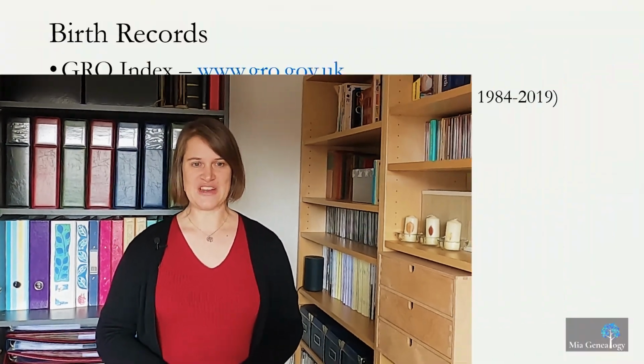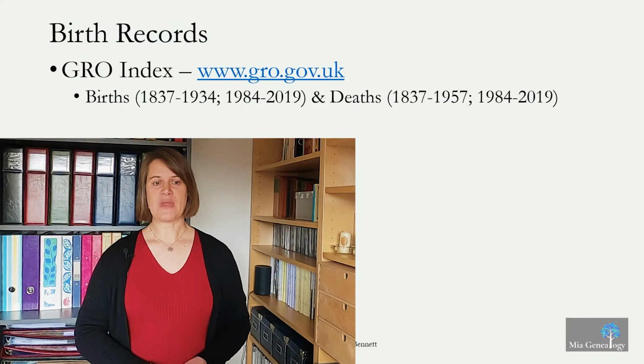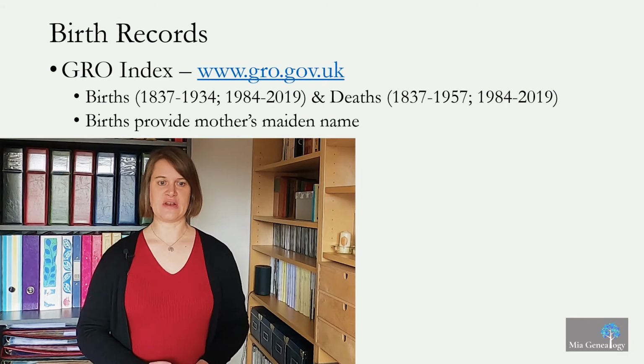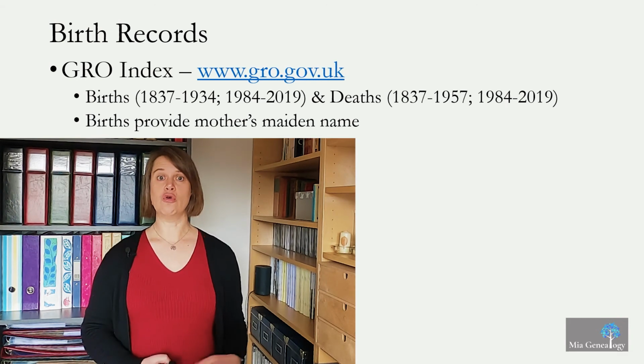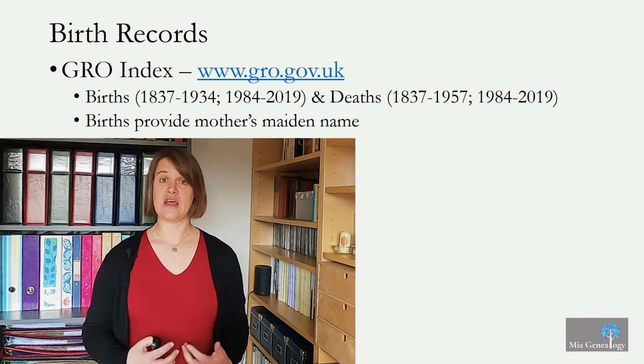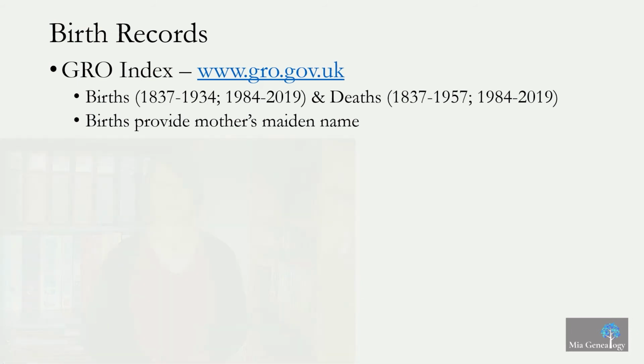This now has an index for a big range of births as well as a range of deaths. But what's really beneficial is that these births show the mother's maiden name all the way from 1837 up to 1911, which is when the normal indexes start to show the mother's maiden name. So the indexes you'll find at the Genealogist, at FreeBMD and at other commercial websites. So this fills in a gap.